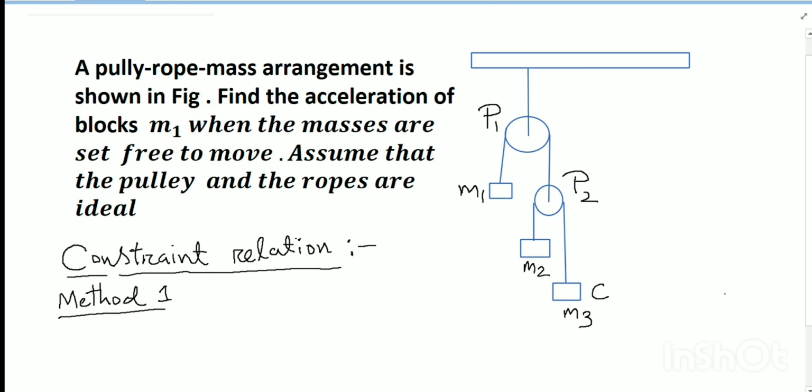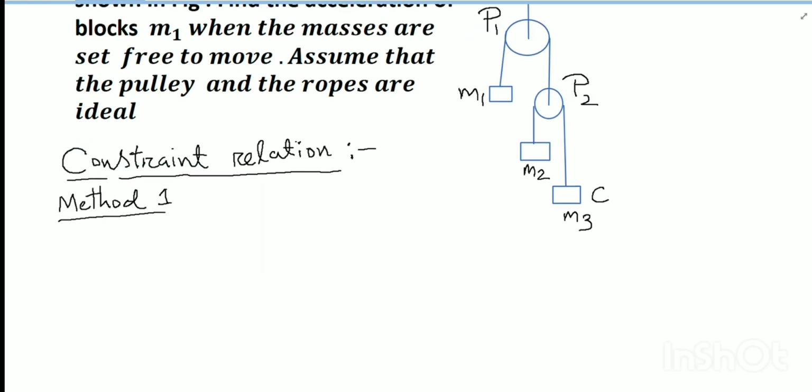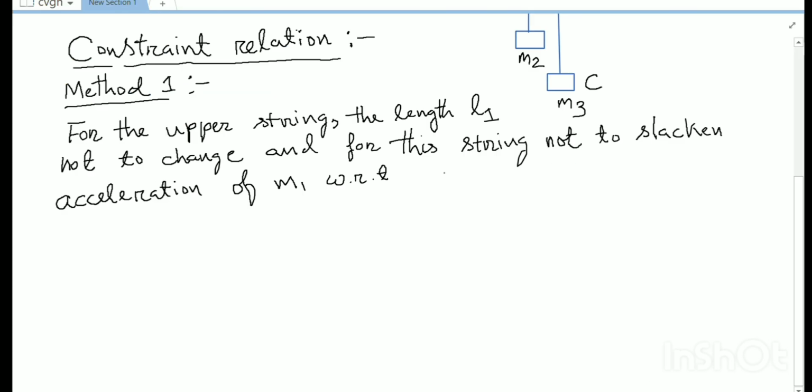Now you will see the question: a pulley, rope, and mass arrangement is shown in the figure. Please check. The length of string L1 does not change, and for this string not to slacken, the acceleration of M1 with respect to the fixed pulley is A1, mod of A1 is equal to AP, where P means the pulley.